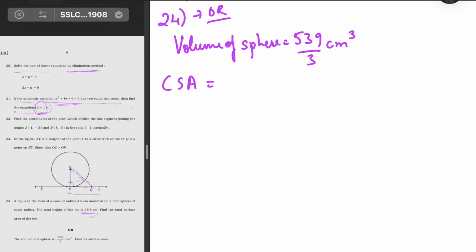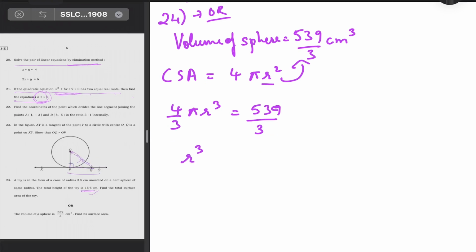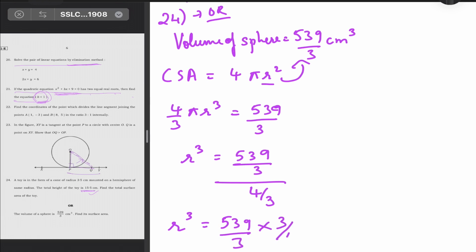What is the formula? It is 4 pi r square. Do we know what is r? We have to find the r, that is the radius of the sphere, with the help of the given data. So what is the formula for volume of a sphere? It is 4 by 3 pi r cube is equal to 539 by 3. So r cube is equal to, taking it to the RHS, it becomes divided by 4 by 3. R cube is equal to 539 by 3 into 3 by 4.